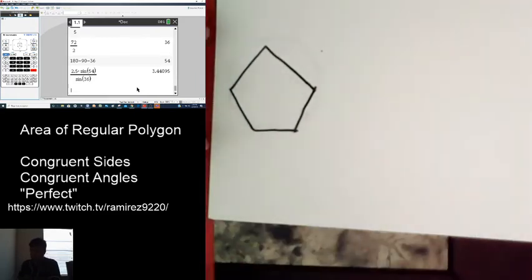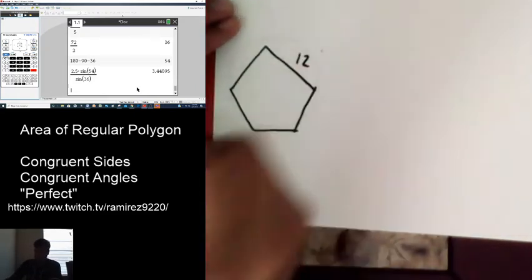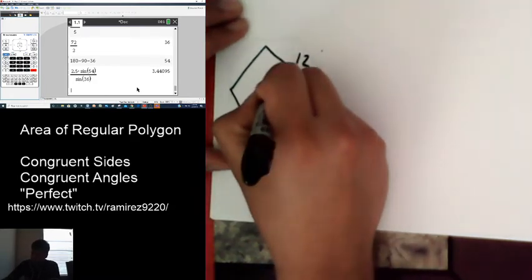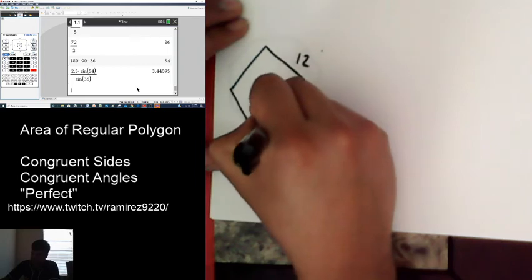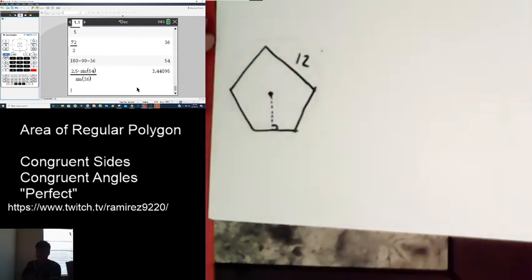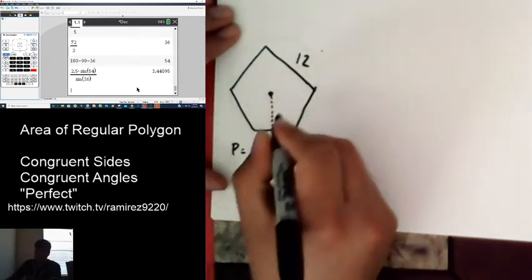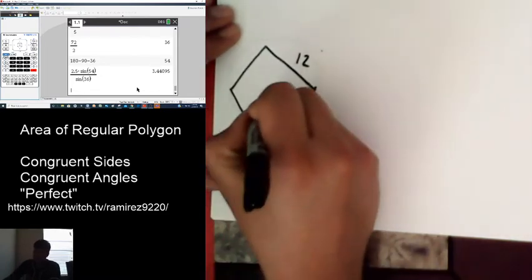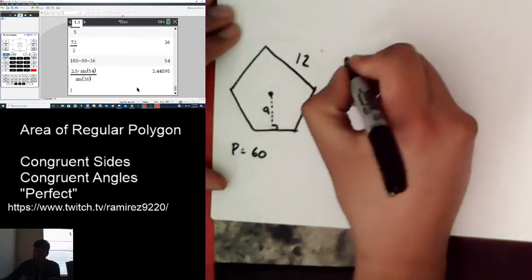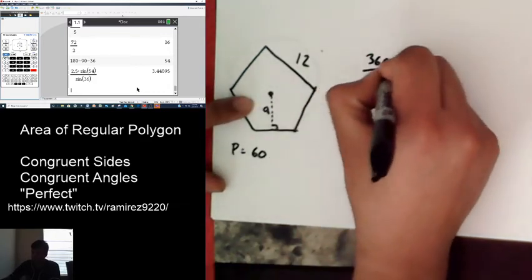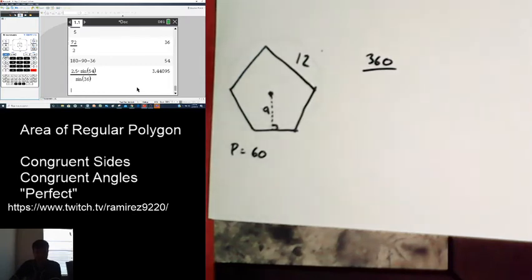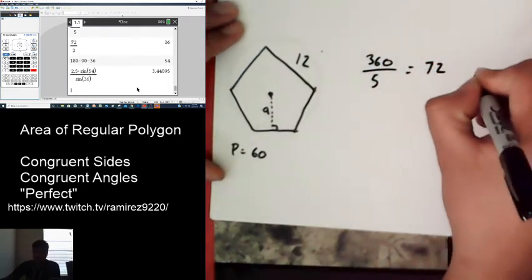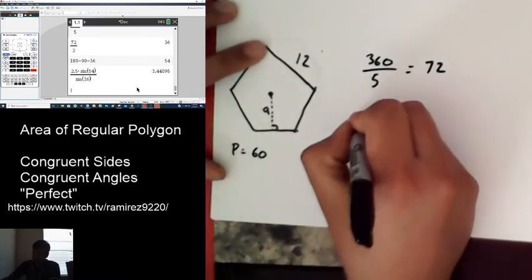One more. All right, let's say that the side was 12, and again, you are looking for the apothem. You could easily find the perimeter, right? 12 times 5, 60. But if you wanted to find the apothem, same thing, right? 360 divided by what? How many sides are there? 5. So we divide by 5. And we already did the work, we get 72. We're going to get our right triangle.